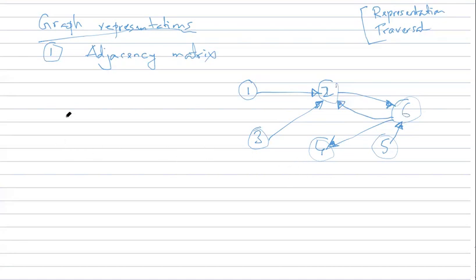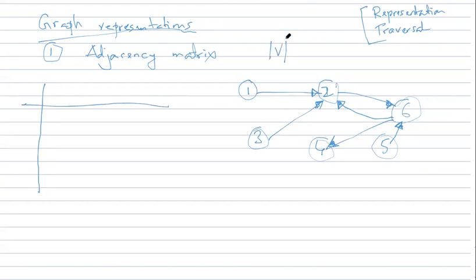I just drew some random graph, and as you can see, as we had introduced before, a graph can be directed or a graph can be undirected. So here I just chose a directed graph. So typically the adjacency matrix representation would mean that you come up with a matrix of vertices, so a two-dimensional matrix of vertices.